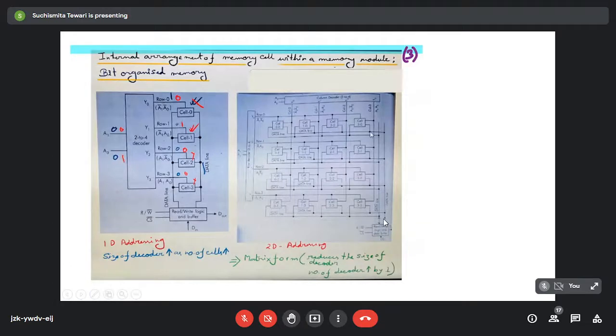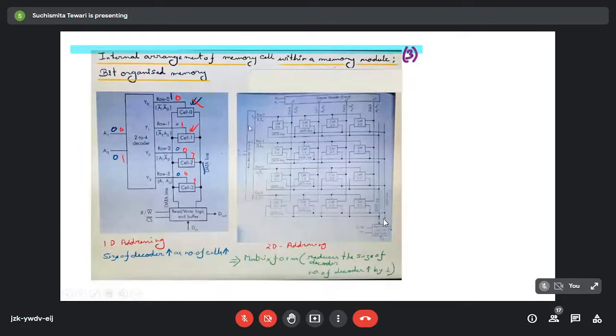And to locate or point to the 16 cells, we need only two decoders, and each decoder is of size 2 to 4. We do not need a bigger decoder than 2 to 4. So in this way we can mitigate the problem with 1D addressing. Generally, all these memory module arrangements adopt this particular 2D addressing.